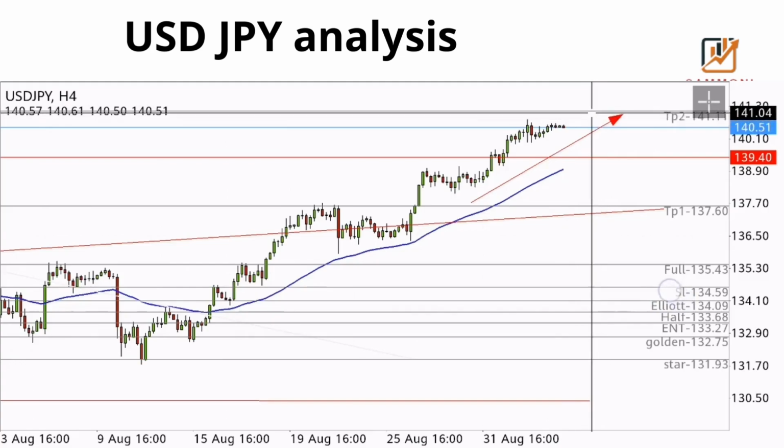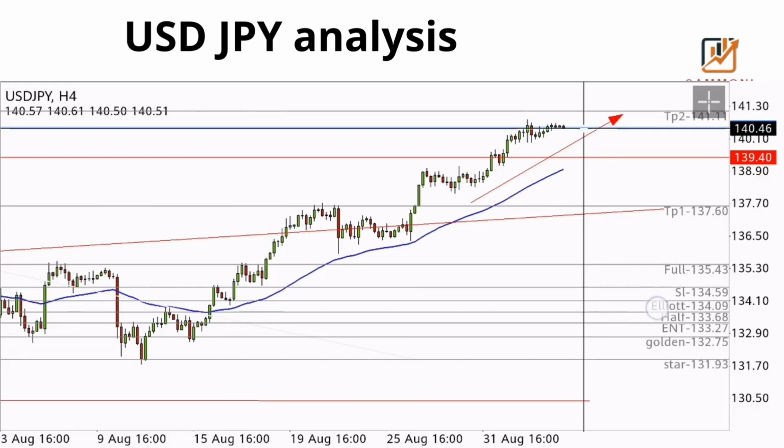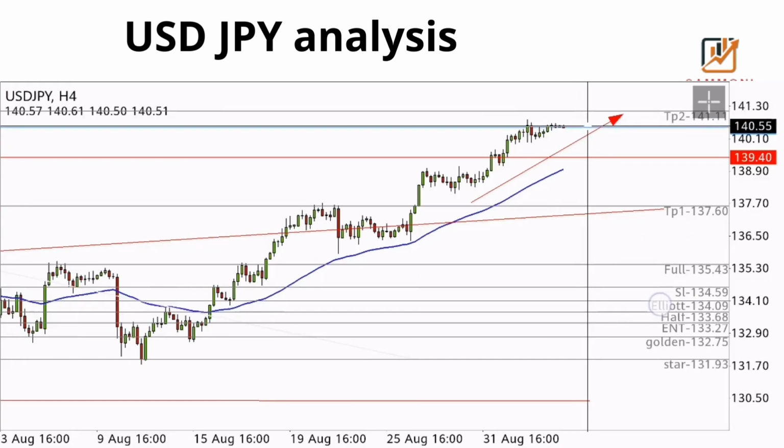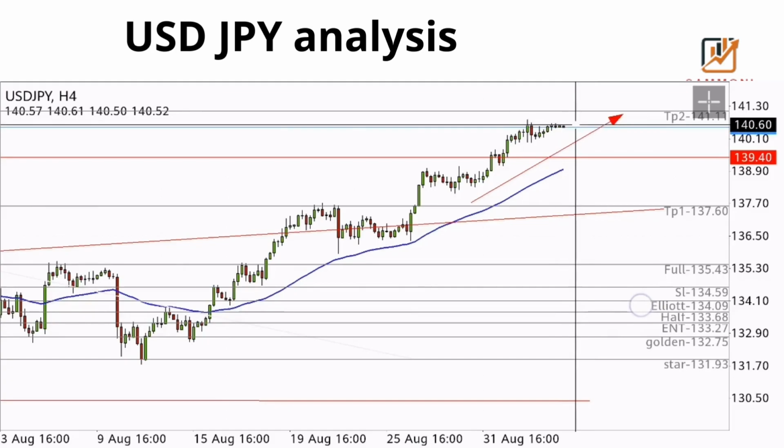Then I will prefer that 141.10 is the sell entry. If you take now the sell entry in the USDJPY currency pair, then obviously first take the small entry, then next entry may be in double size.